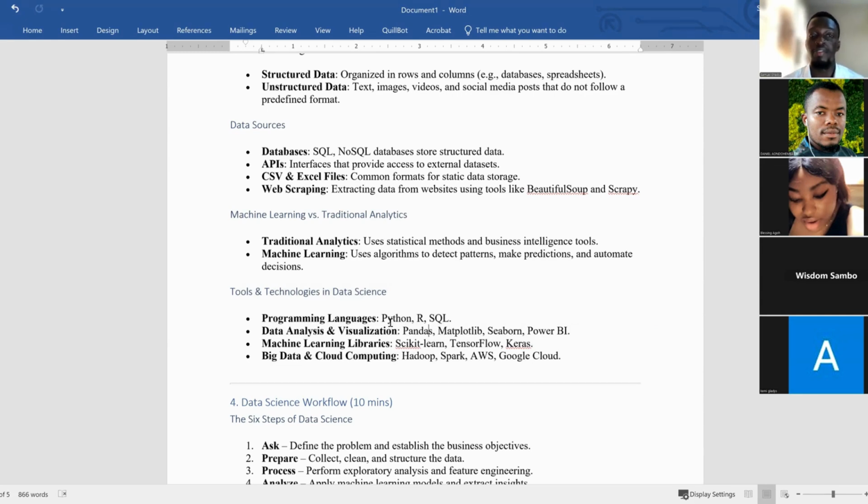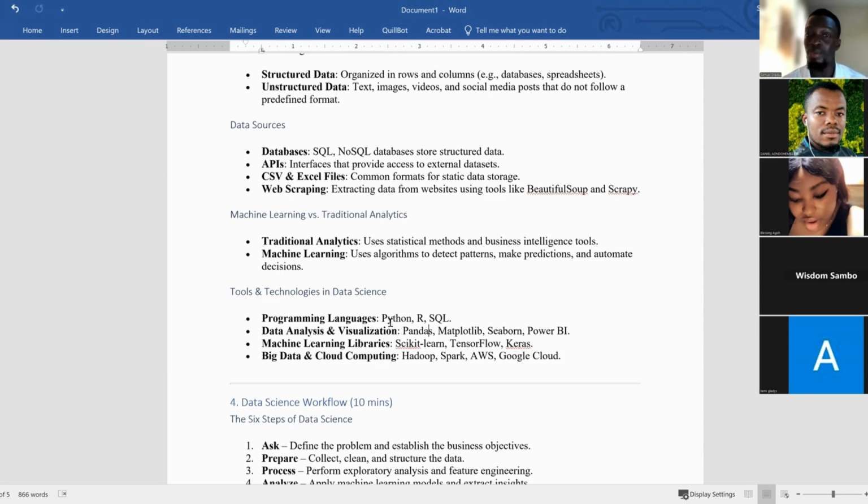For data analysis and visualization, we'll be using Pandas, Matplotlib, and Seaborn. You see these first three, Pandas, Matplotlib, and Seaborn, they are Python libraries. We'll talk about them, don't worry. Don't be scared, guys. I'm very sure some people are wondering, what have I entered? You've not entered anything, don't worry. So Python, SQL, Pandas, Matplotlib, Seaborn.